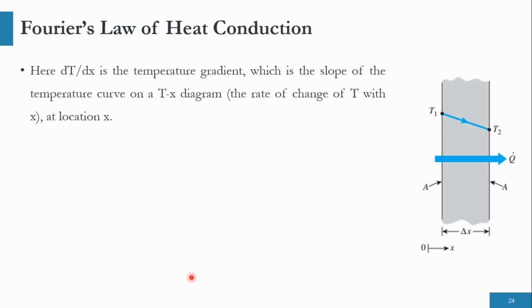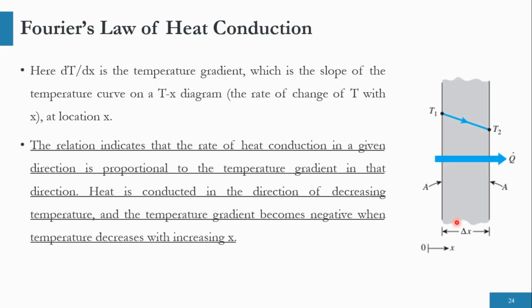If we talk about dT over dx, it is the temperature gradient, which is the slope of the temperature curve on the T-x diagram, which shows the rate of change of T with x at location x. As you can see, at x is equal to x1, the temperature is T1, and at x is equal to x2, the temperature is T2. So if you take the difference, T2 minus T1 divided by x2 minus x1, this will be dT over dx.